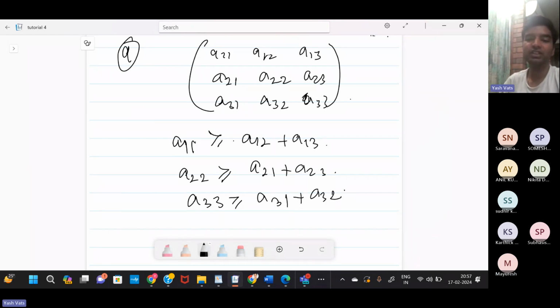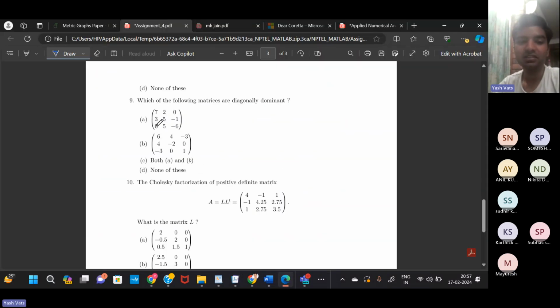So which one is diagonally dominant in this case? It's easy, right? The first one is diagonally dominant, but the option doesn't look like that. Okay, first one, A. Why is it diagonally dominant? You said minus 6 is not greater than 5, right? That's mod also there. Mod. Yes, you forgot that. Yeah.